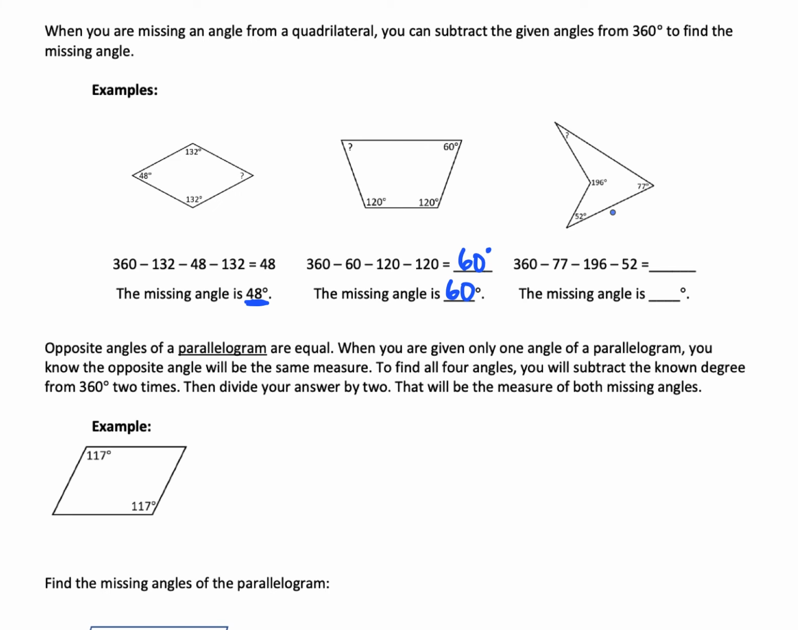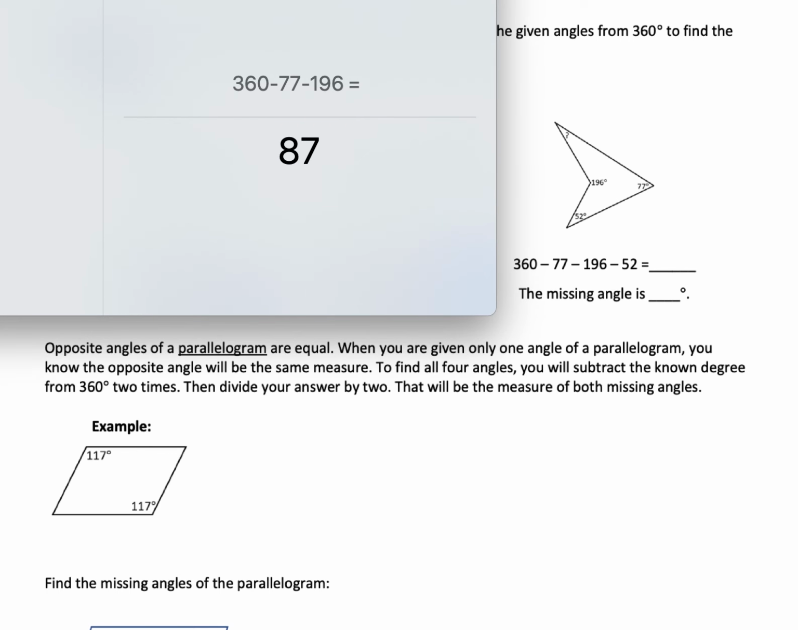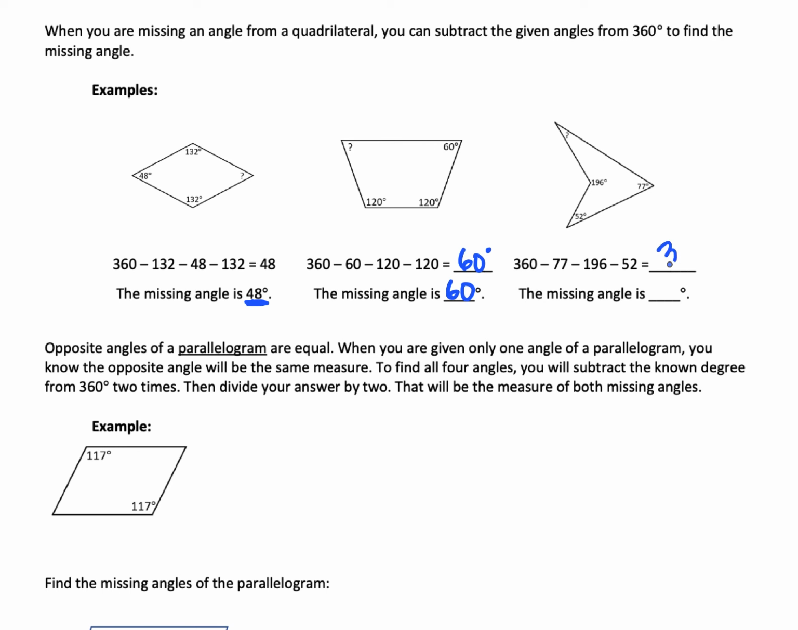You can try the last one on your own if you want before I answer it, but all you have to do is subtract all of the angles you know from 360. So let's try that. 360 minus 77 minus 196 minus 52 equals 35. So that last missing angle is 35 degrees.